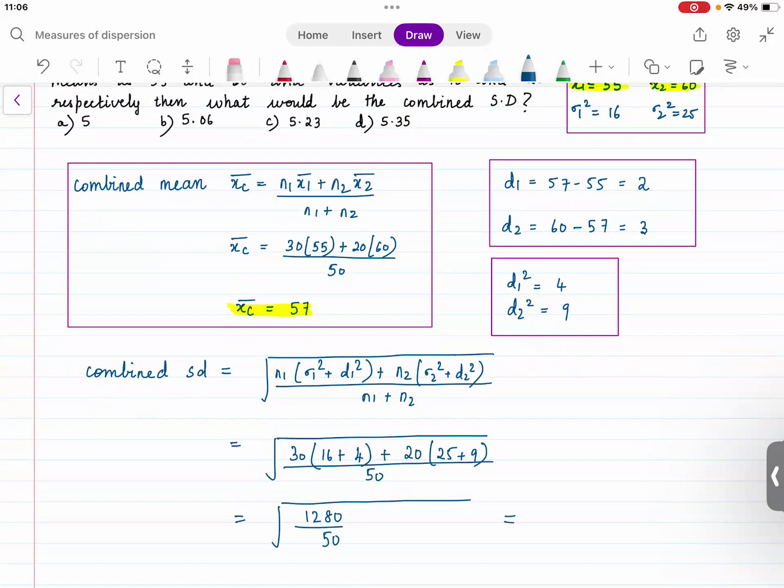So just divide 1280 divided by 50. What are you getting? 25.6. What is root of 25.6? Are you getting 5.06? So which option? Option B is the correct answer.